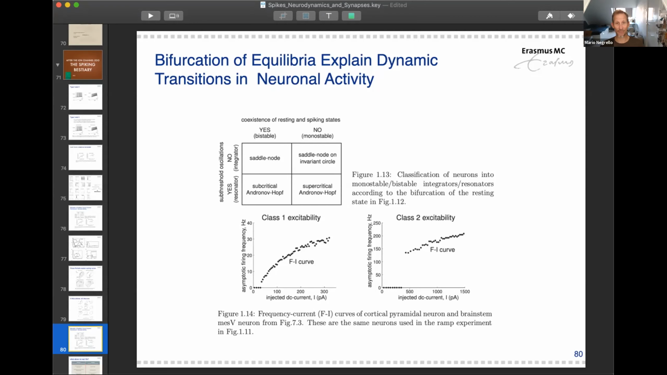So you can have two stable vortices, and you can have two stable sinks, just simply that are attracting all points. So bistable means coexistence of resting states. If it is not bistable, it means that there's only one equilibrium, or only one resting equilibrium.